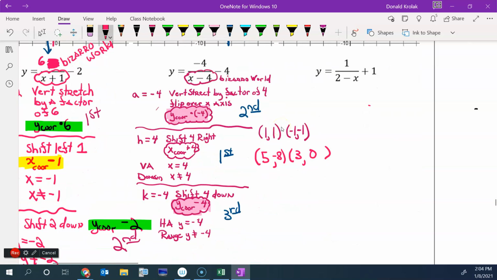Okay, so I got 2 things that work on the y coordinates. I have to do the one that is multiplying first. So between the first and the third one, I'm going to do this first. So I go 1 times -4 is -4, and then -4 minus 4 is -8.